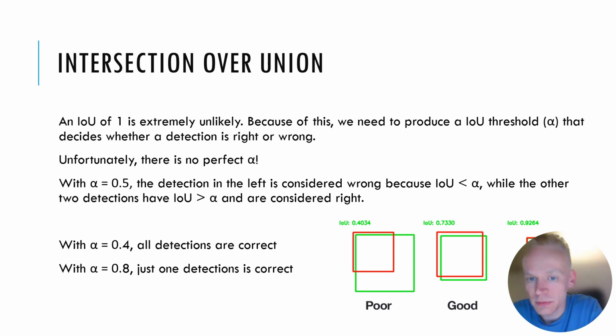Because of this, we need to define an IOU threshold, which we call alpha, that decides whether a detection is right or wrong. Suppose we choose an alpha of 0.5. Then the detection on the left is considered wrong because its IOU is 0.4-something, which is beneath alpha, while the other two detections have an IOU above alpha and therefore are considered right. But this is all subjective. If you take an alpha of 0.4, all detections are correct, even the one on the left, but with an alpha of 0.8, just one detection is correct.